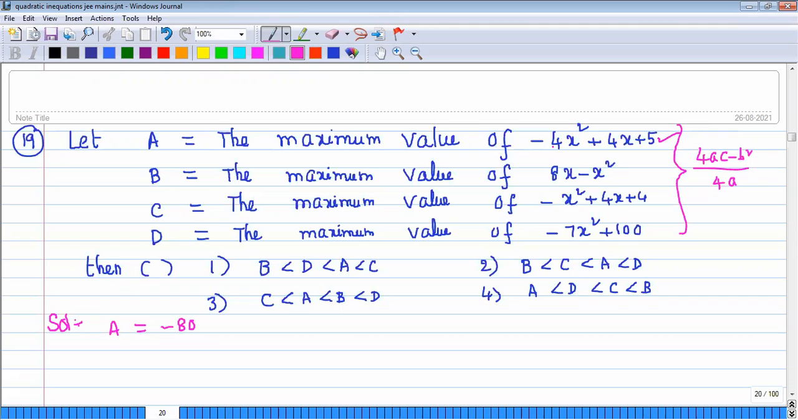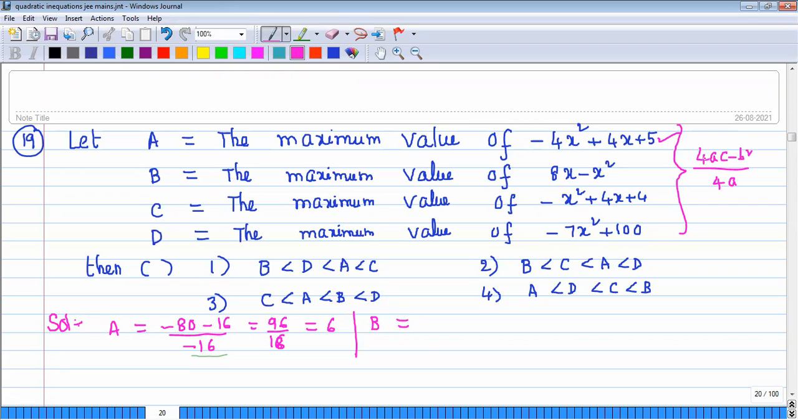4AC is 4 into minus 4, minus 16, into minus 1... so minus 16 minus 64 divided by minus 4 gives the value 6... 16 hmm. A is completed. Go for B.